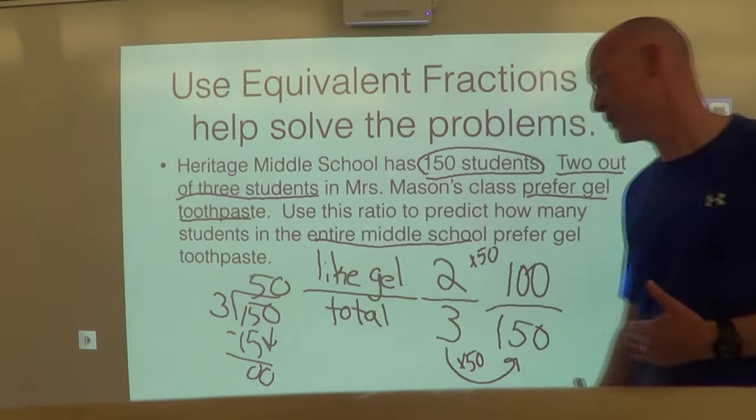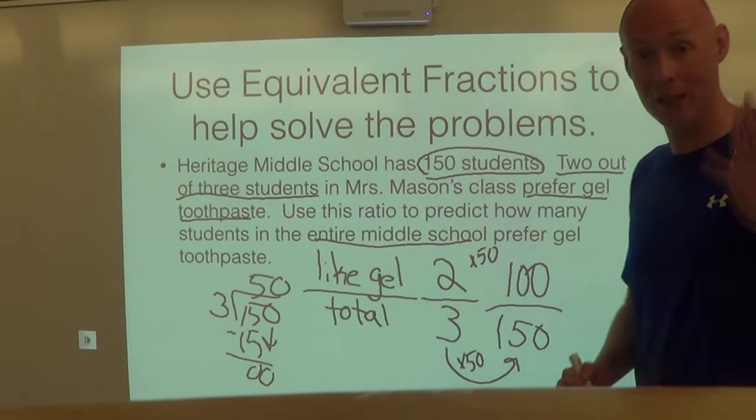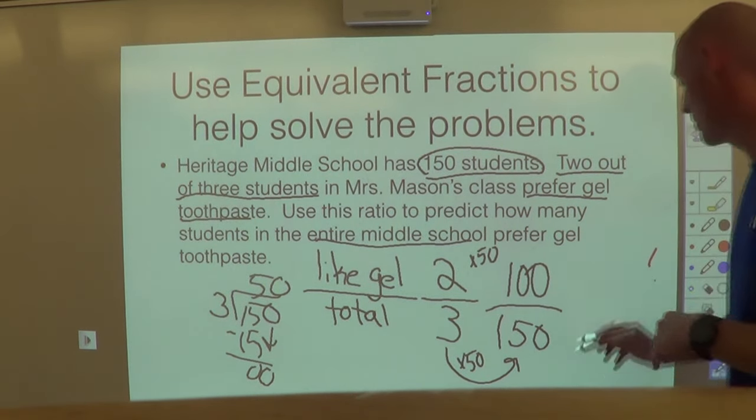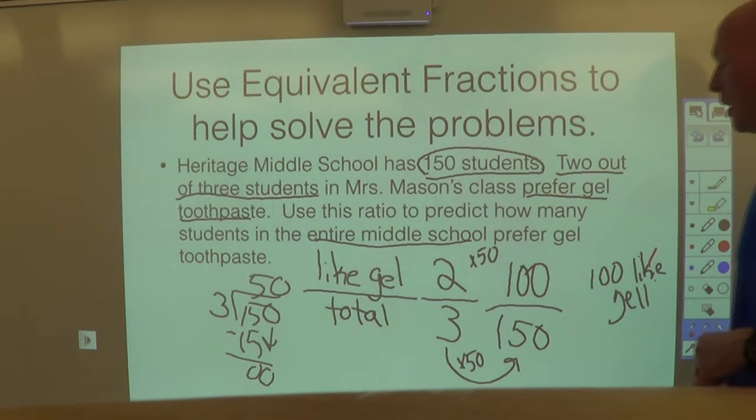So therefore, the answer to the question, predict how many students in the entire middle school would like gel toothpaste, is 100 would like gel. Cool. Awesome. Let's look at another problem.